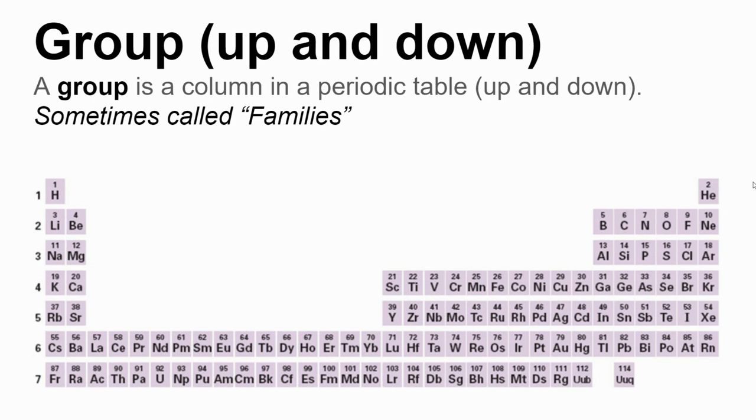A group goes up and down, and these are the columns on the periodic table, and they're sometimes called families, and they're grouped as such based on their chemical behavior, which has to do with the number of electrons they have in their outermost shell, which we call valence electrons.